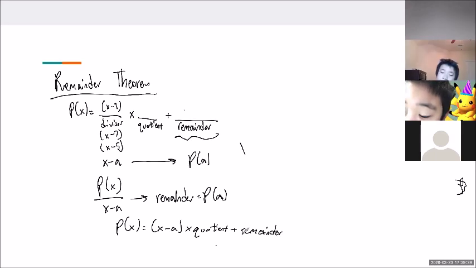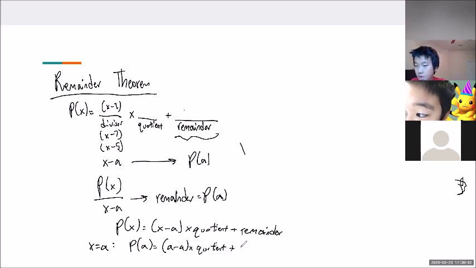Then you just plug a into this equation. If x is equal to a, then p of a is equal to a minus a times the quotient plus the remainder. Notice that this thing is equal to 0, so you don't have to care what the quotient is. This will always be equal to 0 since these two are multiplied. So the remainder would just be p of a, which is what we wanted to know.